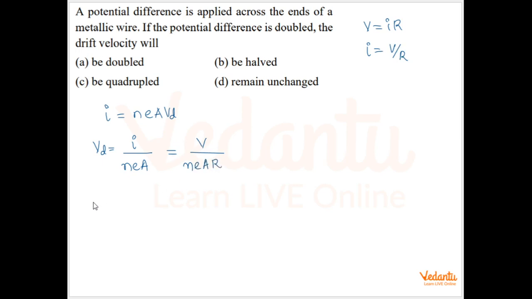Now you have to realize, beta, that therefore the drift velocity is directly proportional to the potential difference. If the potential difference is doubled, then in that case, my dear bacha log, the drift velocity will also be doubled. So option A will be the correct answer.